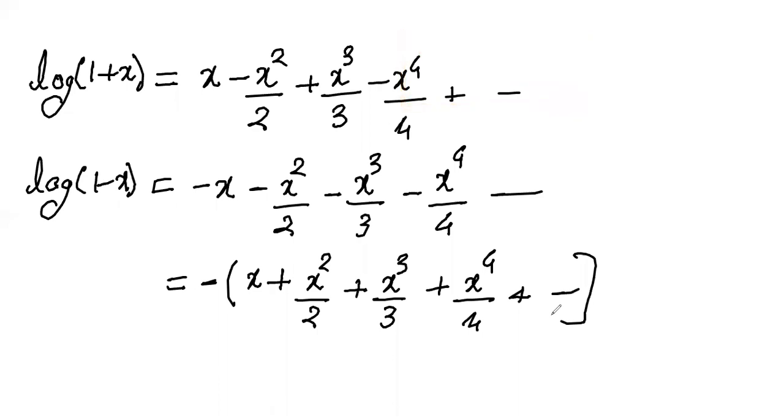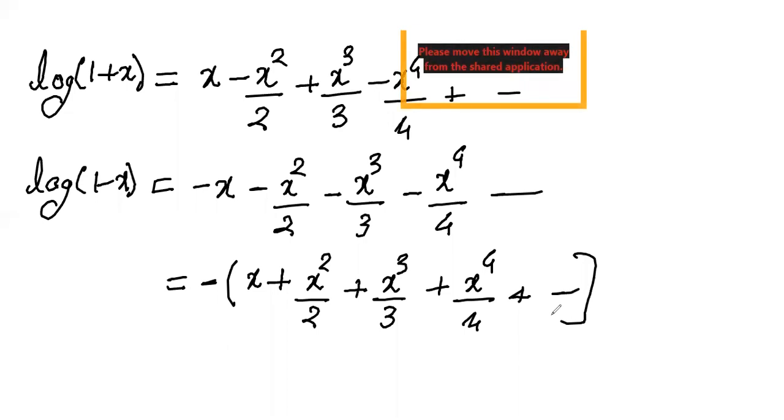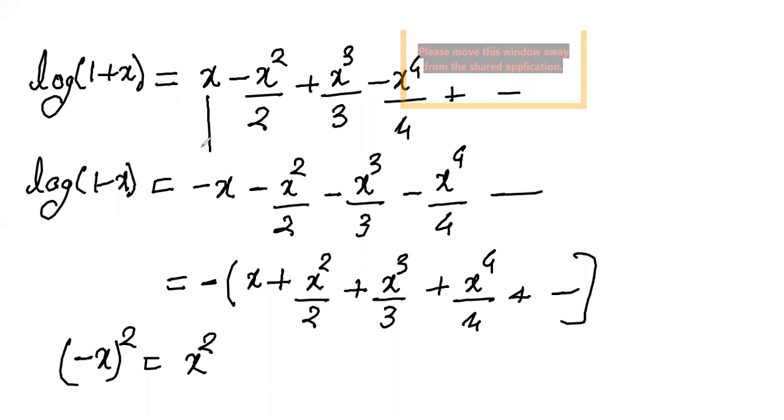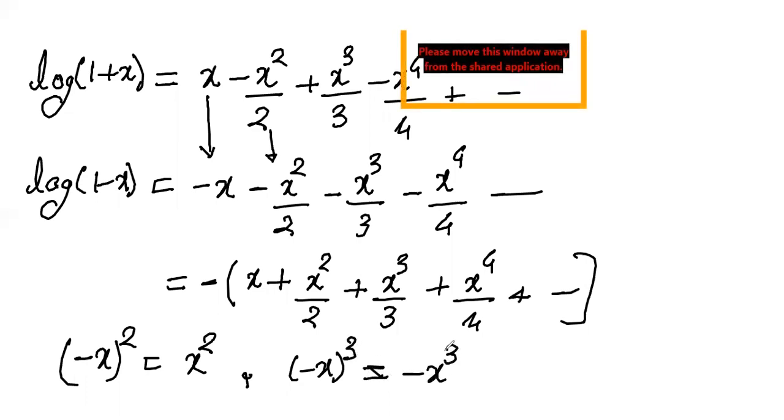Yes, good. Sir, in log 1 minus x, the sign of minus x square will not change, right? Minus x square will alternately get plus minus, right? Yes, yes, good. See, minus x square is also x square. This x will be minus x, but this minus x square will be x square only. Minus x cube will be minus x cube.